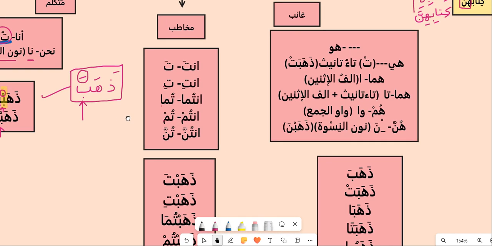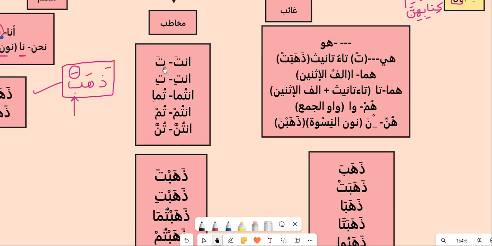Now let's check the mukhatib ones. We have for anta, the ta, and for anti, the ti. So basically what is happening? The last part of the separate damirs has been taken as the damir, that is tuma, tum, tunna. So the last part has been taken as the damir for mukhatib. You can see ta, ti, tuma, tum, and tunna.